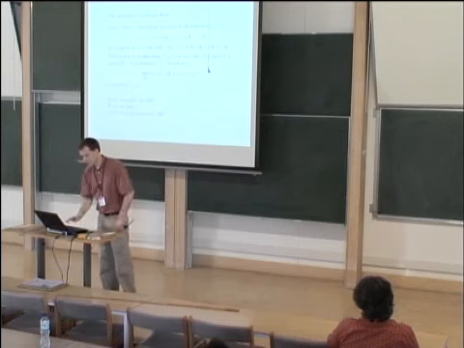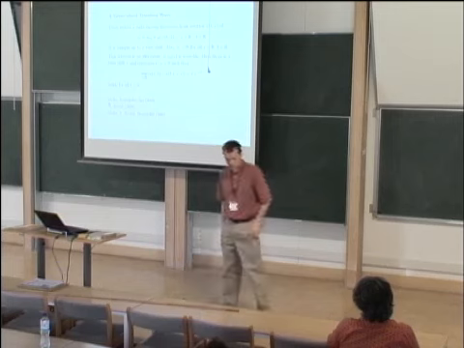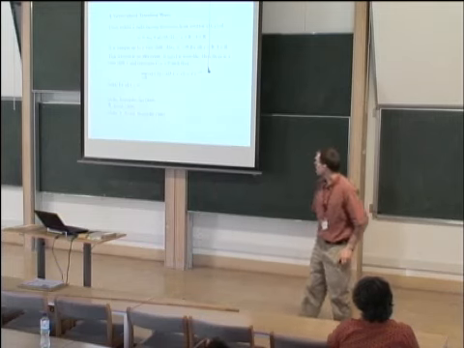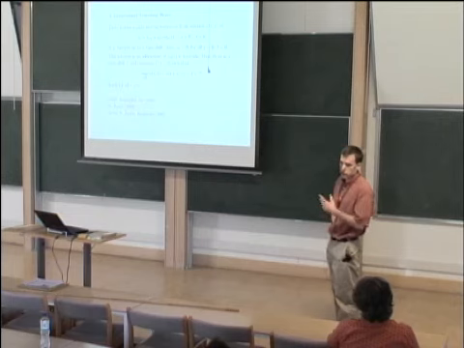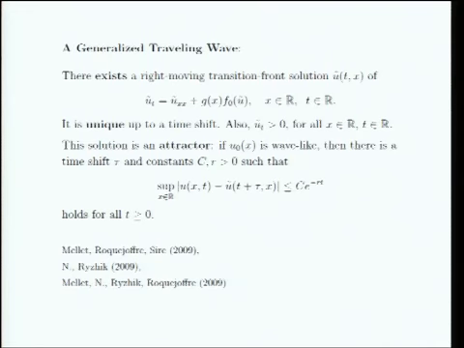One can explain that through this result here. We can show that there exists what has been called a generalized traveling wave, a transition front that moves to the right. There's also one that moves to the left. And this is a global in time solution to the problem. It exists for positive time and time going to minus infinity. It's unique up to a time shift. It's increasing, so the profile is always moving forward along the line, and it's an attractor.